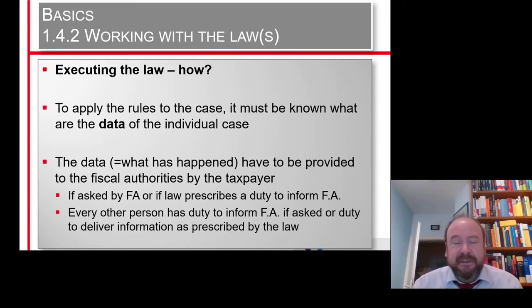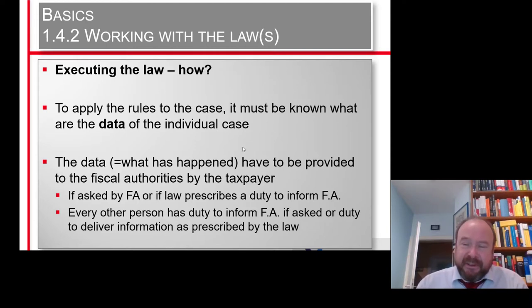How many taxes do you have to pay? And the fiscal office has to obtain the necessary information, and usually that is done by asking the taxpayers. So usually you have the right, not the right, but the duty to hand in a tax declaration where you inform the fiscal office of what has been the case, and then they apply the rule to your individual situation and inform you what you have to pay.